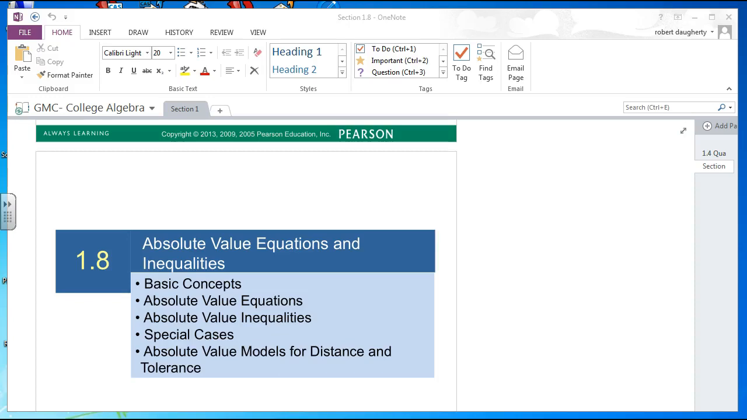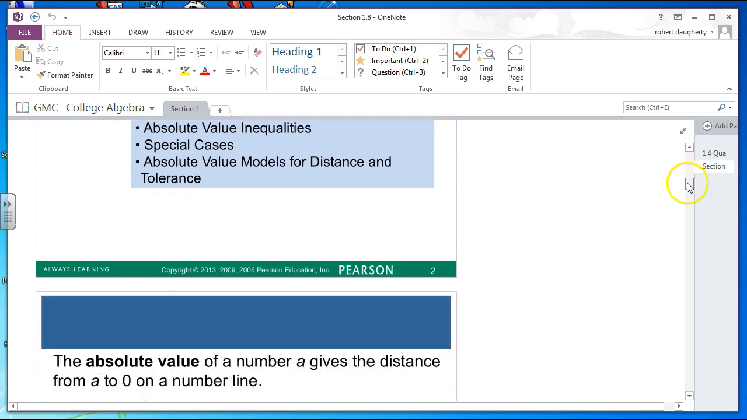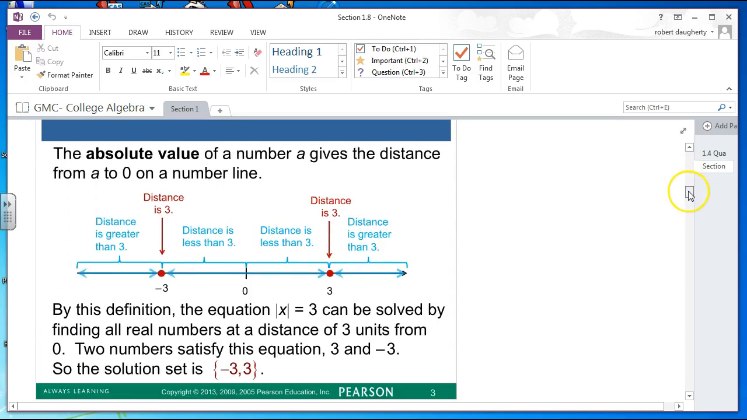Okay, so our remote session today is over section 1.8. We're going to continue some of the work we've done with equations and inequalities, but the little thing we introduce here is absolute value. So what happens when I have absolute value in an equation and an inequality?